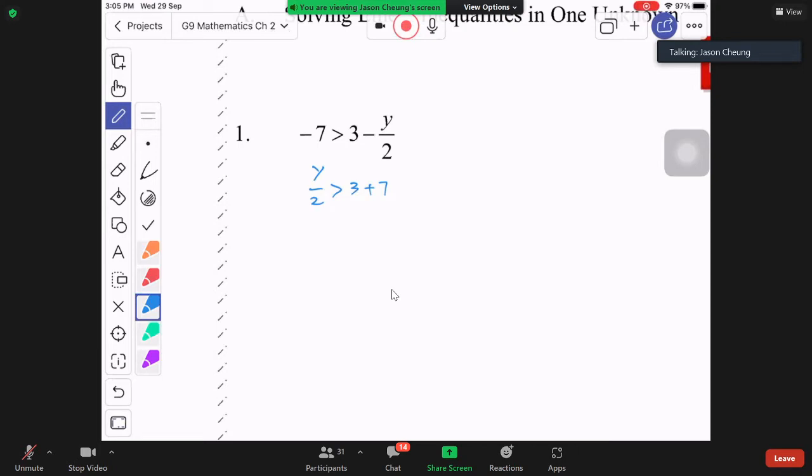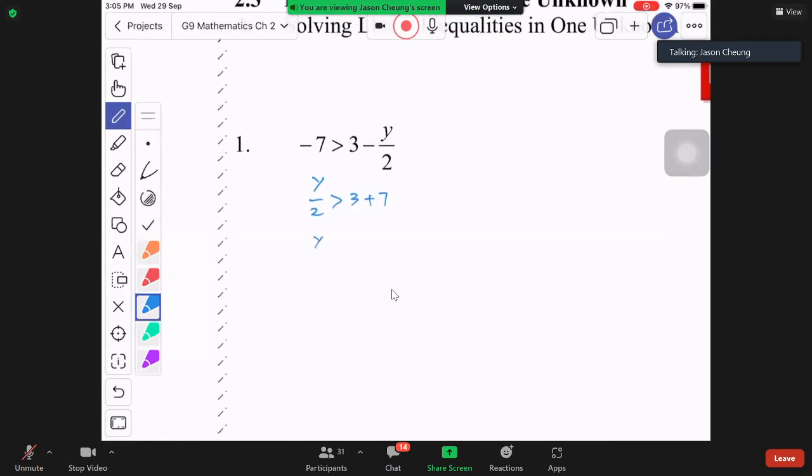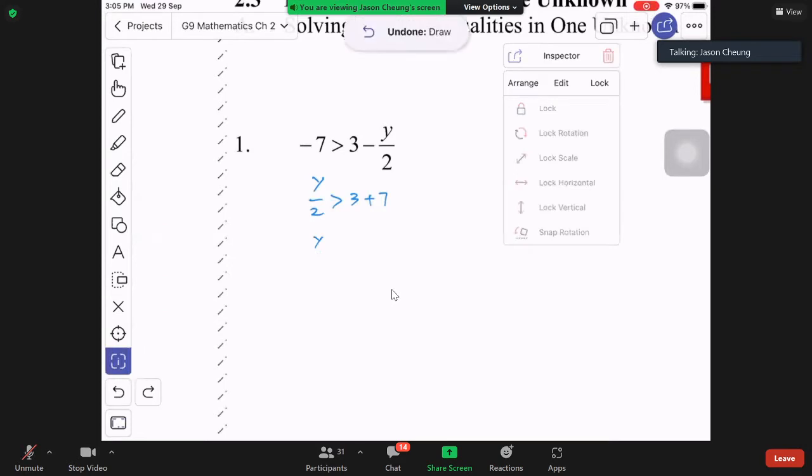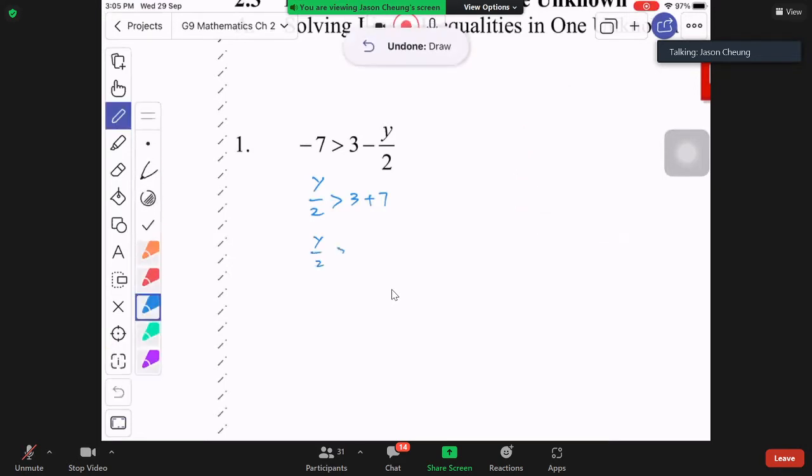All right. The second step is to multiply by 2 on both sides. This step does not need to be written, I just show it to you first. We multiply by 2 on both sides, right? Here is 10. You do not need to write it here, just go directly. So you can write down, therefore y is greater than 20. This step is optional.